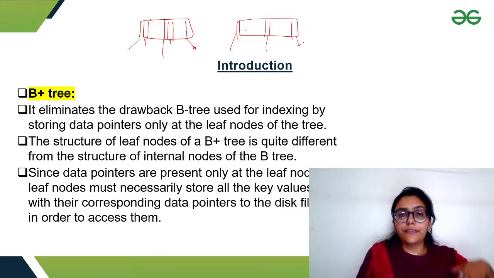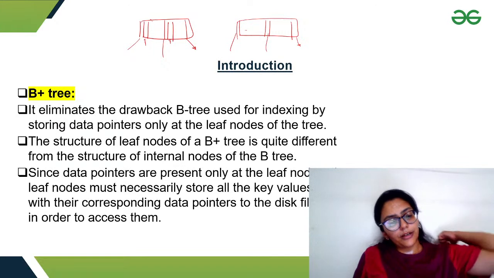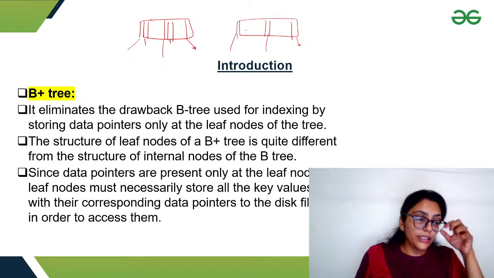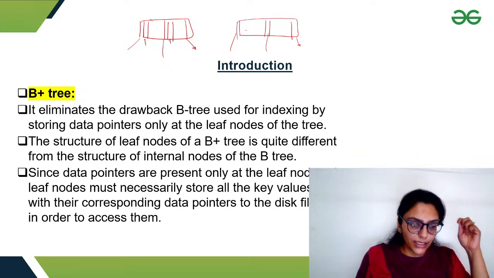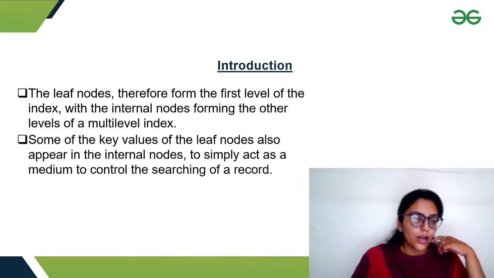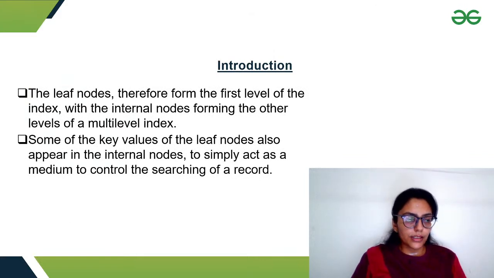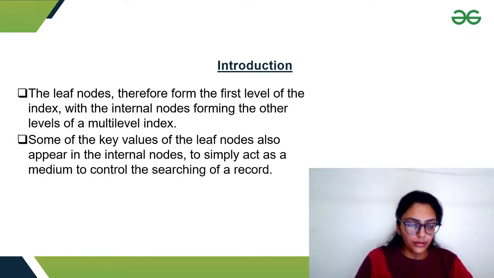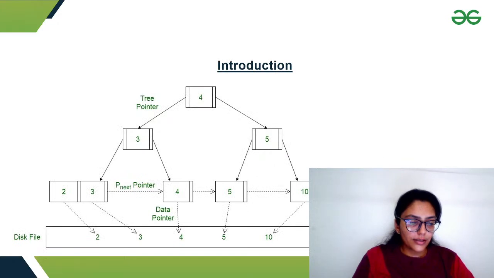Record pointer हमें leaf nodes में ही मिलेंगे. Since data pointers are present only at the leaf node, the leaf node must necessarily store all the key values along with their corresponding data pointer to the disk file block. The leaf nodes therefore form a first level of index. Leaf node first level पे है, and the internal nodes forming the other levels of multi-level indexing. Right. Some of the key values of leaf node also appear in the internal nodes, so simply act as a medium to control the searching record. You can just read it out and know. This is the structure like this.